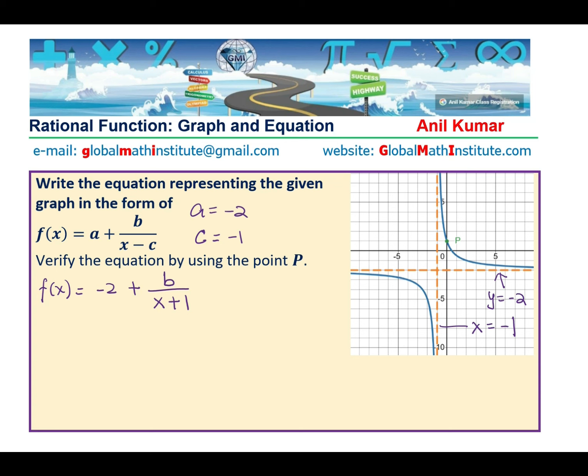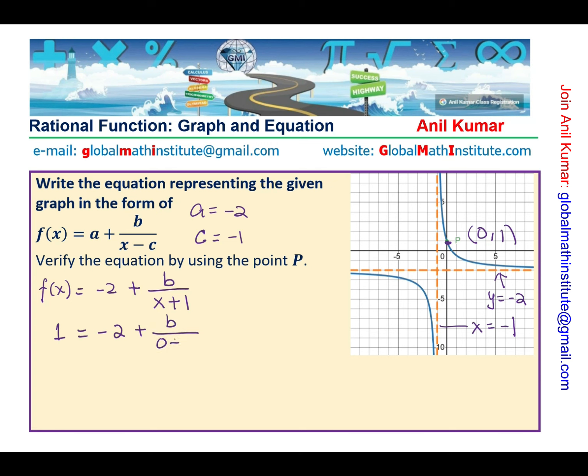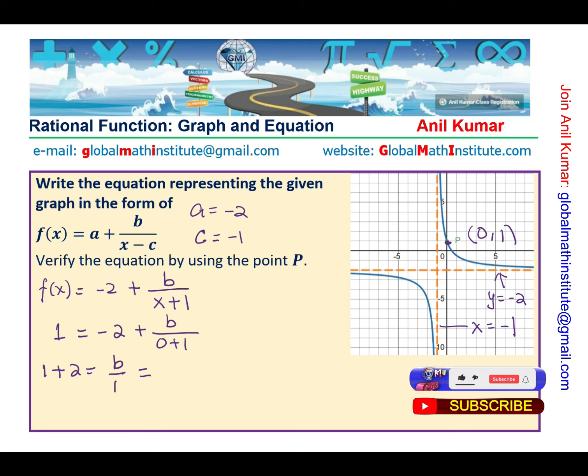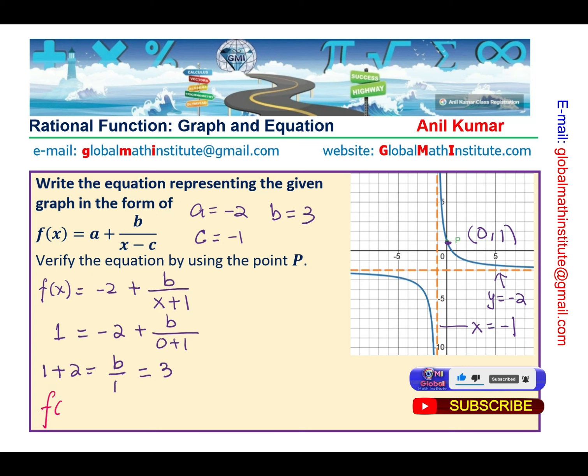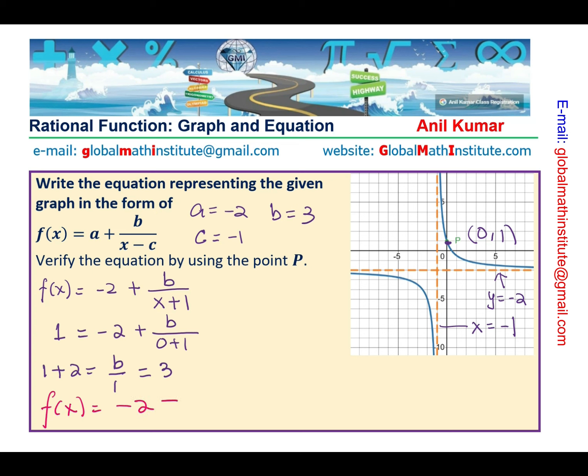Now, let's look at the point P. Point P is the y-intercept at x equals 0. We get y as 1. So substituting 0 for x, we get f of x as 1. So minus 2 plus b over x plus 1 equals 0 plus 1. Correct. Bringing 2 to this side, we get 1 plus 2 equals b over 1 or b, which means b is 3. Then we could rewrite the function f of x as equal to minus 2 plus 3 over x plus 1.